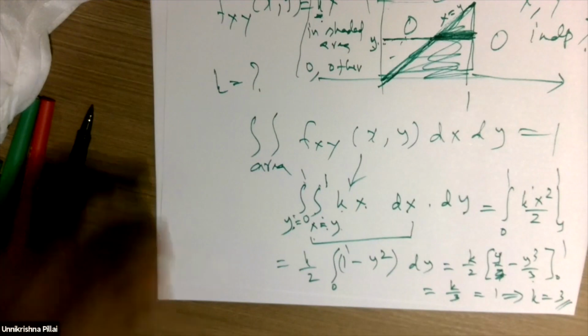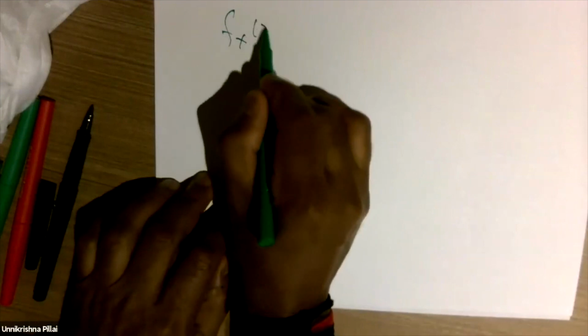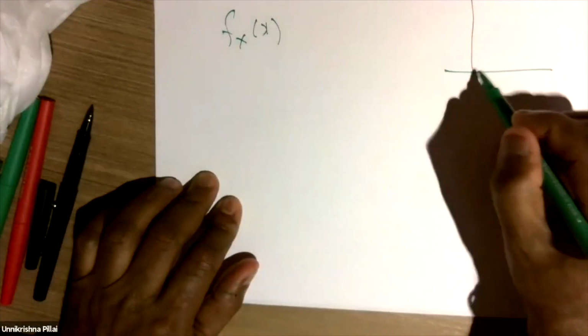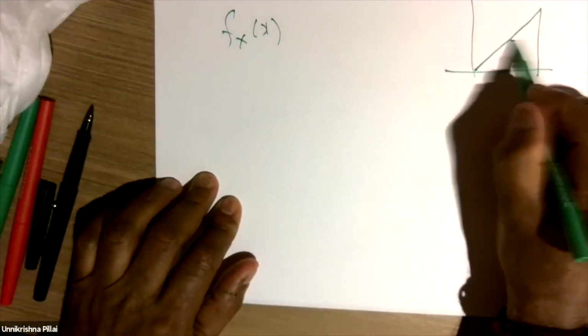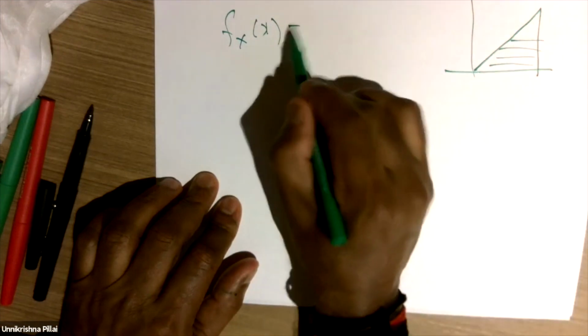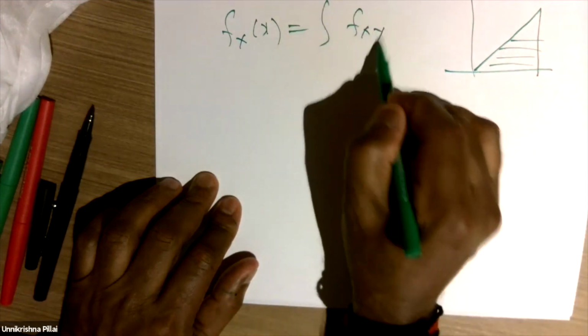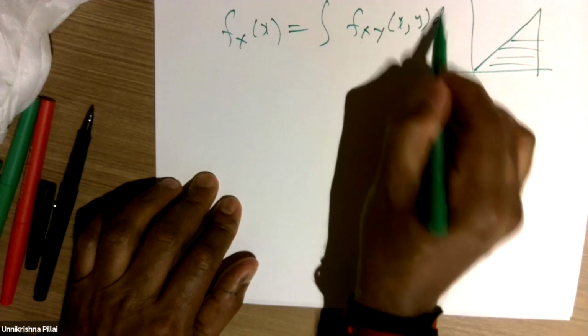Yeah, this is correct. Let's find out fX(x). So again, it is this region. This is the region where the density is non-zero. fX(x) is from the joint density f(x,y), so we should integrate out y.